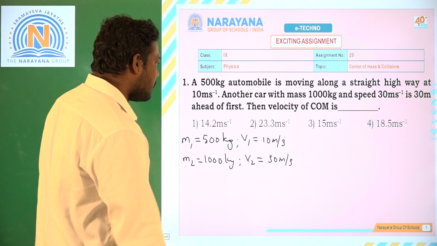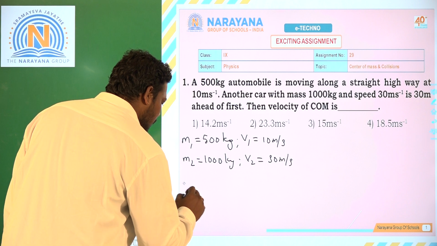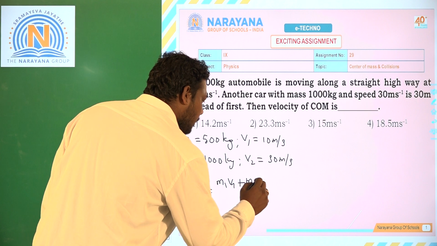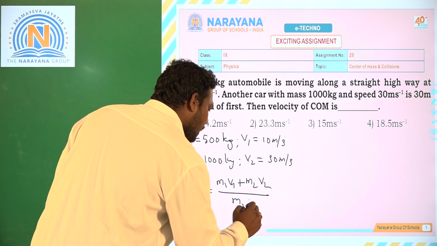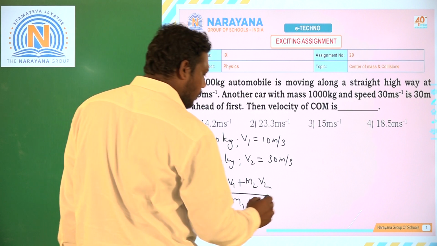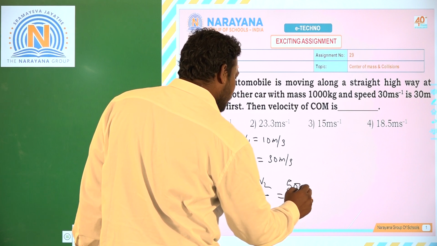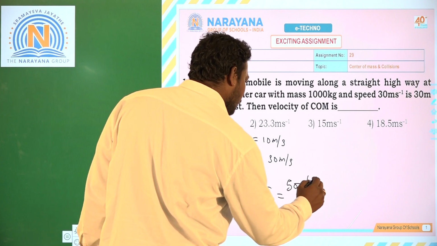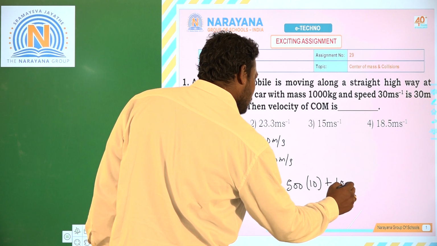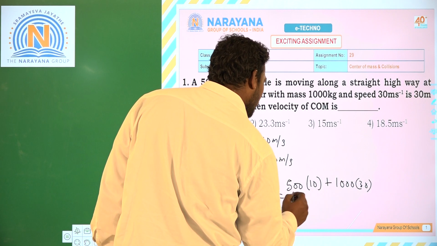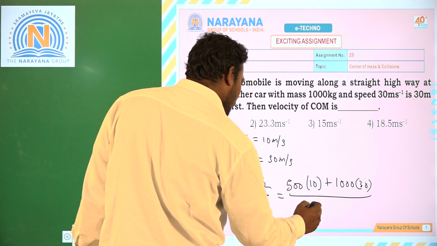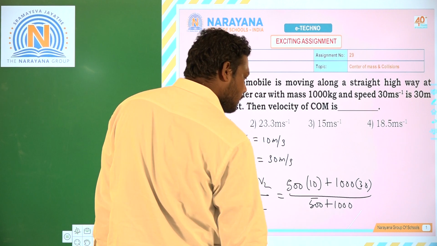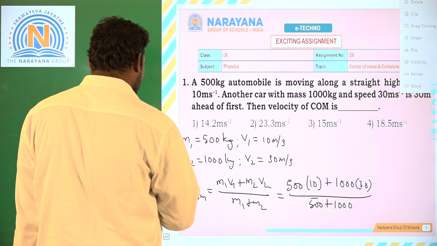Then the velocity of center of mass, right? Now, you know the formula of velocity of center of mass is m1 v1 plus m2 v2 by m1 plus m2. Okay? So, this is 500 into 10 plus 1000 into 30 by 500 plus 1000.